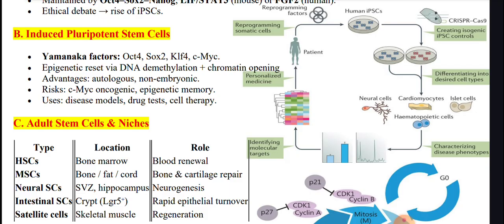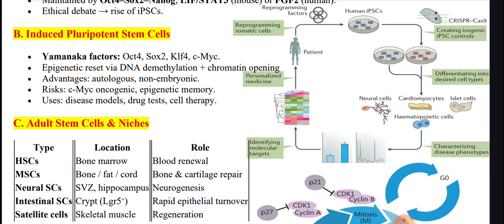What are the advantages of iPSCs? Huge advantages. First, they can be generated from a patient's own cells, making them autologous. This potentially avoids immune rejection issues if they were used for therapy. Second, their creation does not involve the use of embryos, bypassing many of the ethical concerns associated with ESCs.